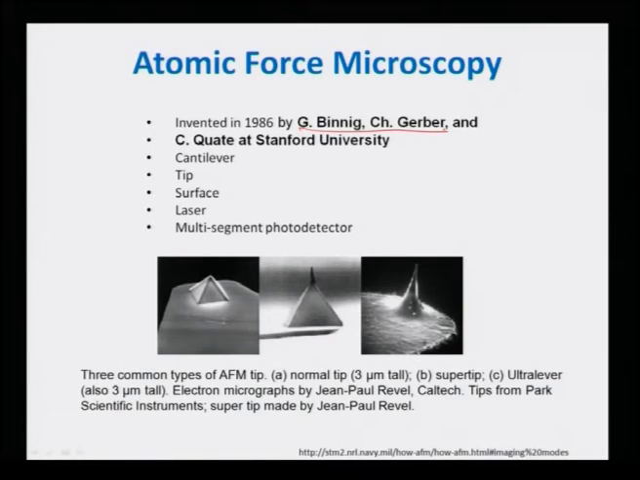Remember, after the discovery of STM, Binnig moved to Stanford University, and it requires a cantilever beam, a tip, a sample surface, a laser beam, and obviously a photo detector. All of this I have shown you on the first slide. And the tips can be of different types. This is a normal tip, as we see, just like a tetrahedron, or you can have a super tip, where one tip has another attached to it, or you can have an ultralever tip, which is 3 micron tall, and these are all obtained from J.